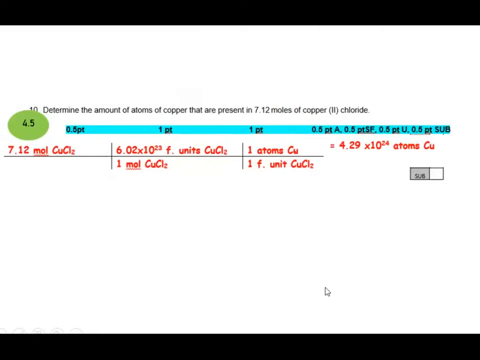The last one, you are looking at determining the number of atoms of copper in 7.12 moles of copper 2 chloride. So you take your 7.12, you're going to use the same conversion factor as a previous problem, but now you have one formula unit of CuCl2, and there's only one atom of Cu in CuCl2. So then your answer is 4.29 times 10 to the 24th atoms of Cu.